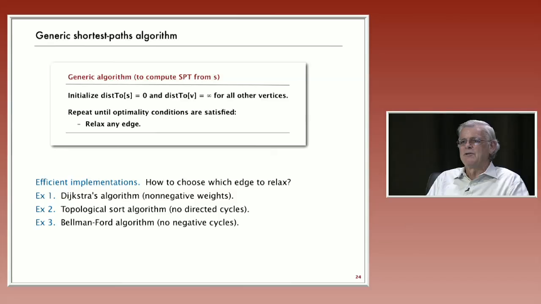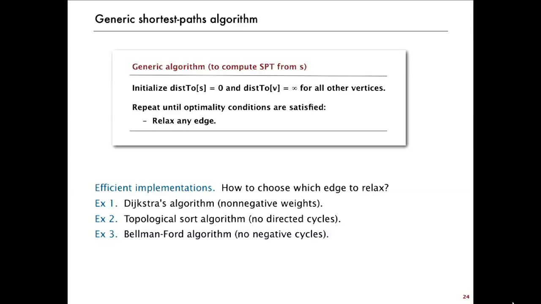What we're going to do now is look at different ways of figuring out how to choose which edge to relax. The first algorithm that we'll look at is a classic algorithm known as Dijkstra's algorithm, one of the most famous of all algorithms. That is effective when the weights are non-negative. Then we'll look at an algorithm that works even with negative weights as long as there aren't any directed cycles. And then we'll look at an even older algorithm than Dijkstra's, the Bellman-Ford algorithm, that can solve the shortest path problem in graphs with negative weights as long as there are no negative cycles.